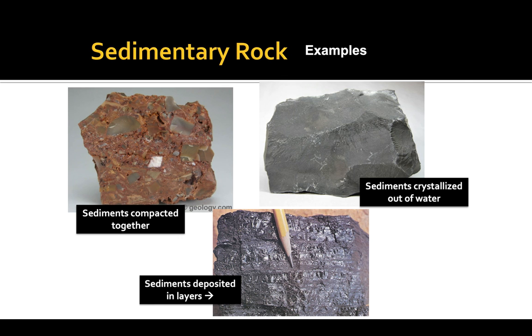So here are some examples for you. You can see that these sediments are all different sizes. Some of them are very large, some of them are much smaller, some of them are just sand size. They've all been compacted together, so that's a big conglomerate. These sediments have crystallized out of water. And then this final picture down at the bottom is fantastic because you're actually able to see the different layering of the sediments and how they were laid down.